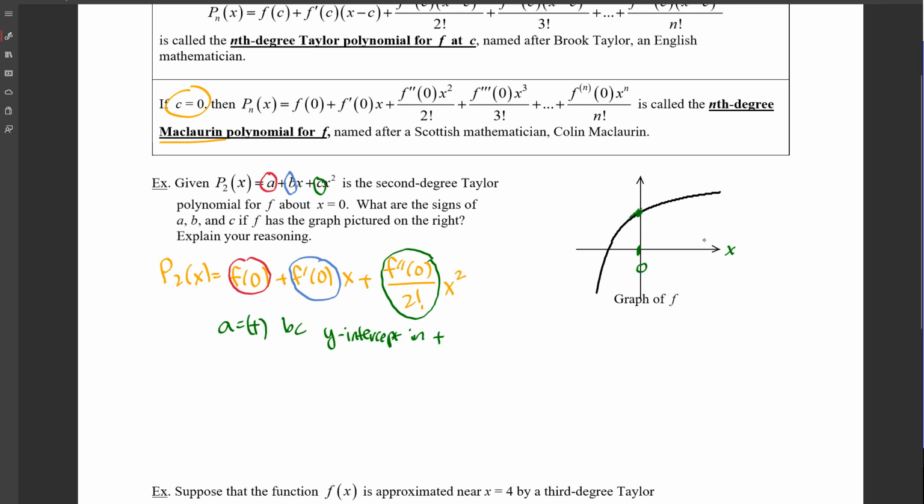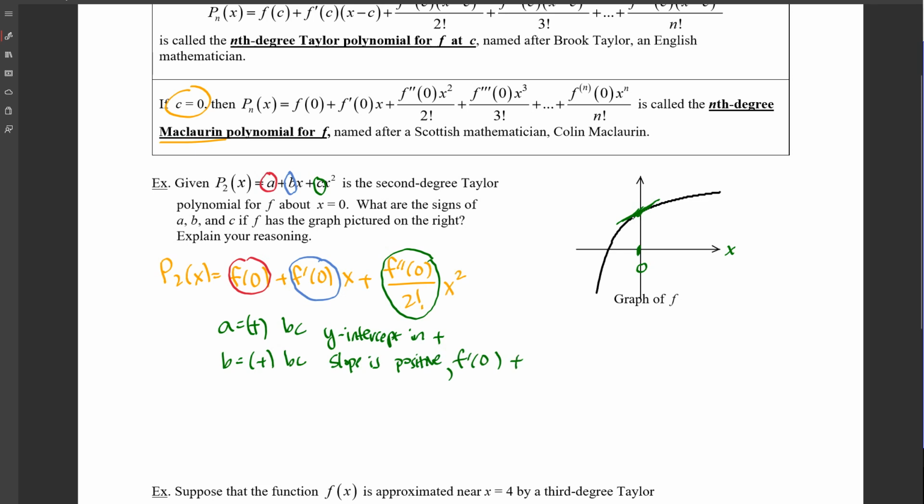Well, the tangent line at this point looks like this, right? Is that tangent line positive or negative? Because the slope of the tangent line is the derivative. So is this tangent line positive or negative? It's a positive slope. So what we know is b is actually positive because the slope is positive, or f prime at 0 is positive.